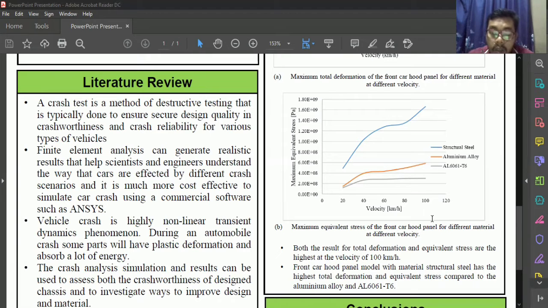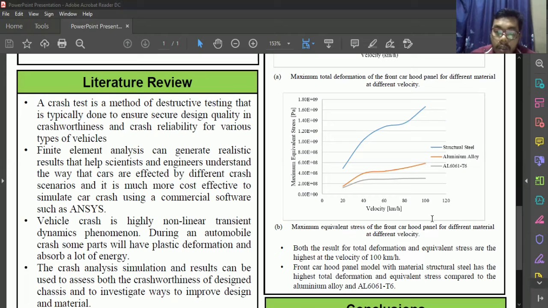This is shown in the technical paper: structural steel has higher mass and force, which makes it have higher equivalent stress for every velocity. The pattern is followed by aluminum alloy, which has the second highest mass, and then AL6061T6. The maximum equivalent stress for structural steel at 100 km per hour is 1.664 × 10^9 Pascal. For aluminum alloy at 100 km per hour, the maximum equivalent stress is 5.881 × 10^8 Pascal.